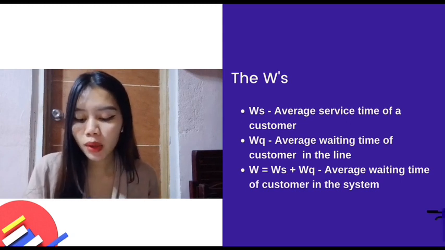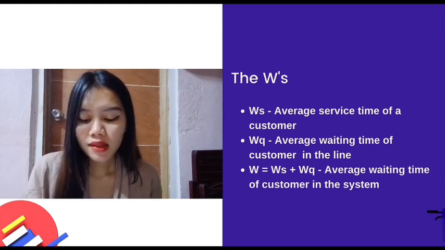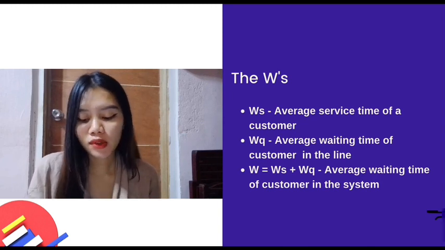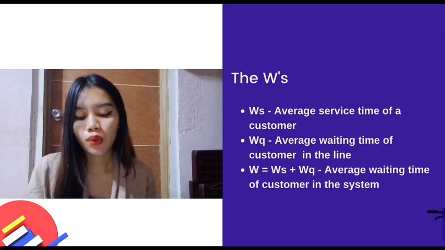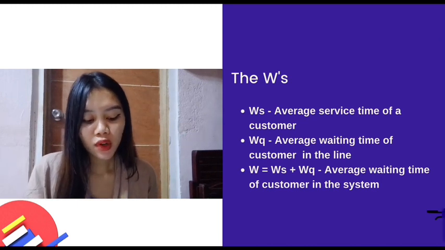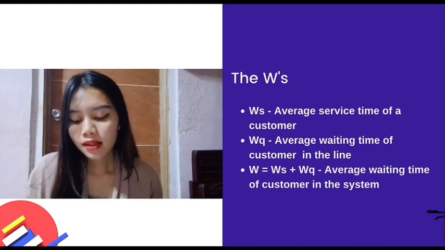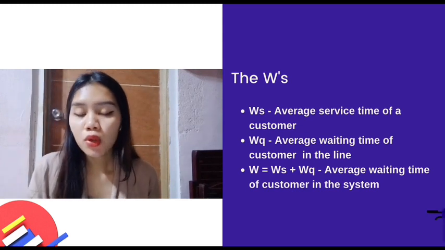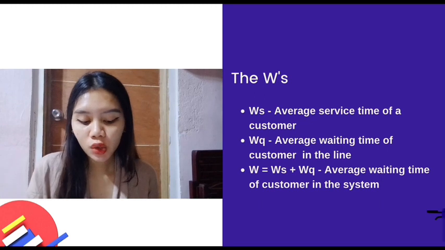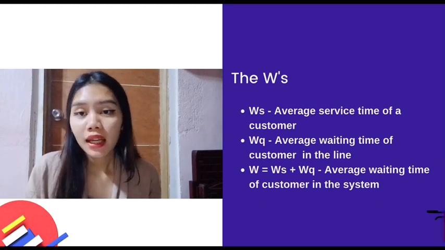In here we have WS that represents the average service time of a customer. Second is the WQ that pertains to the average waiting time of customers in the line. And lastly, W is equal to WS plus WQ that represents the average waiting time of customers in the system.